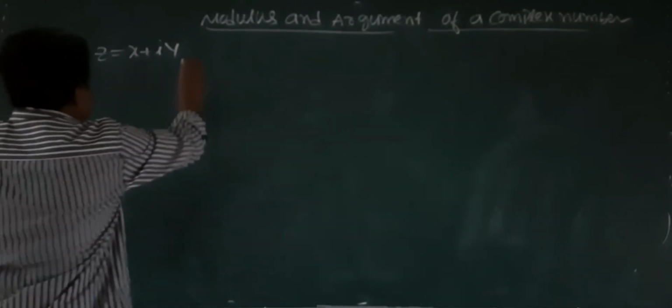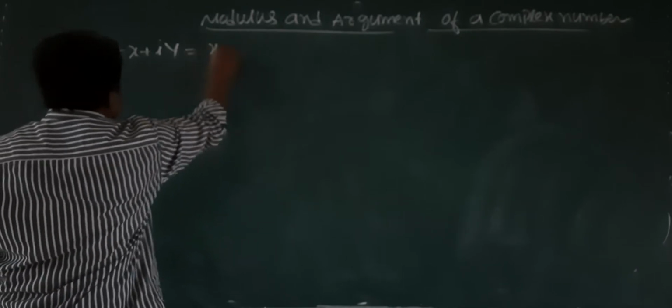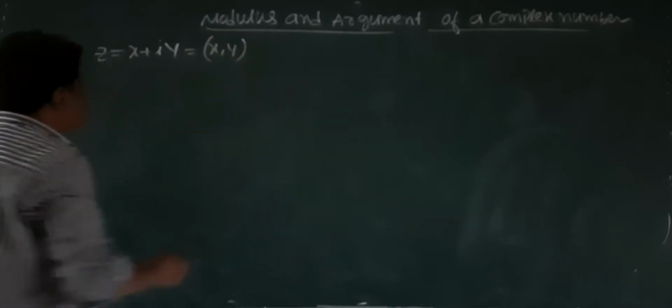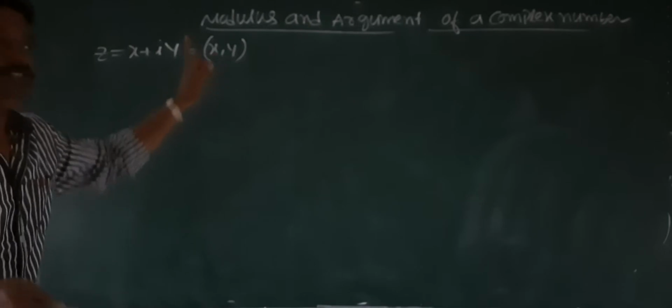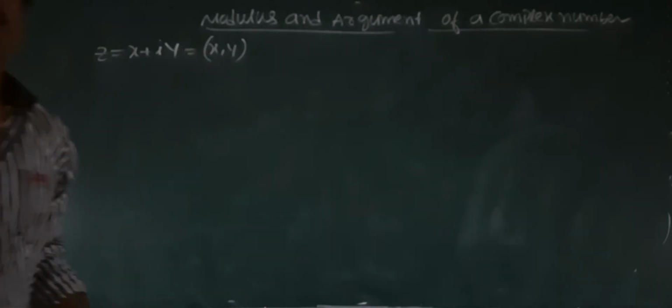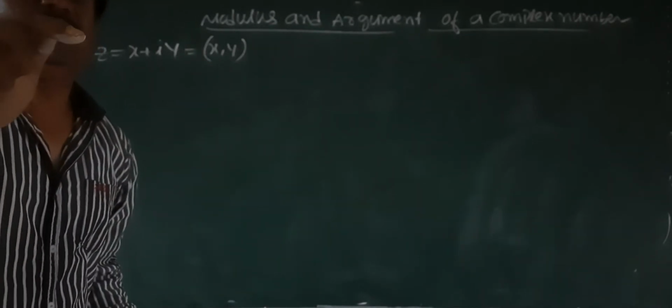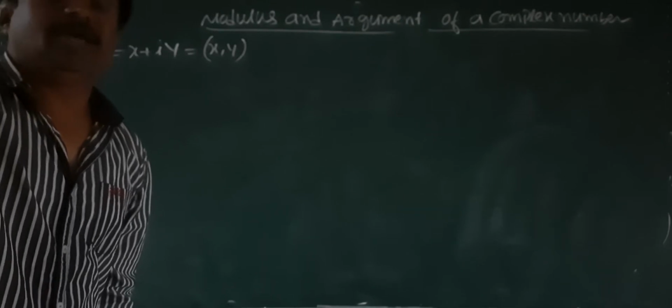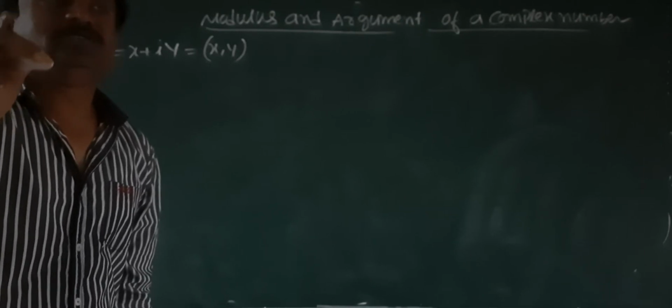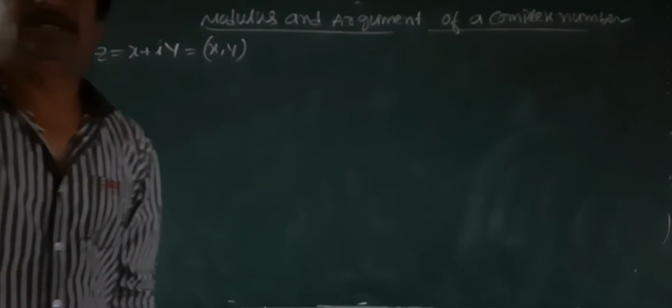I can write this as x comma y. From this it is so clear, every complex number in a plane represents a point, because points are represented by using ordered pairs.